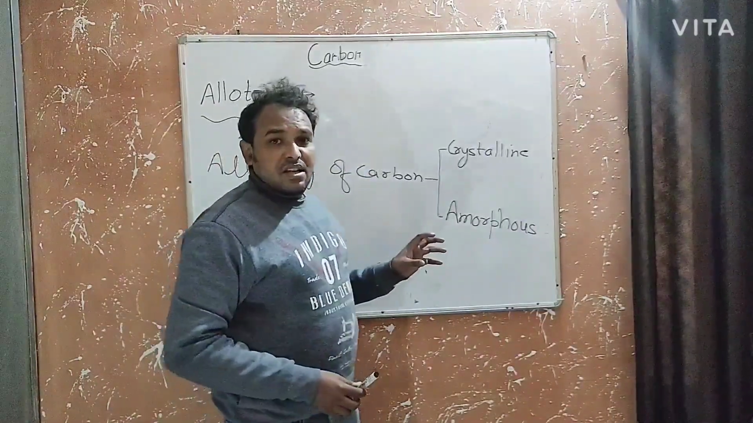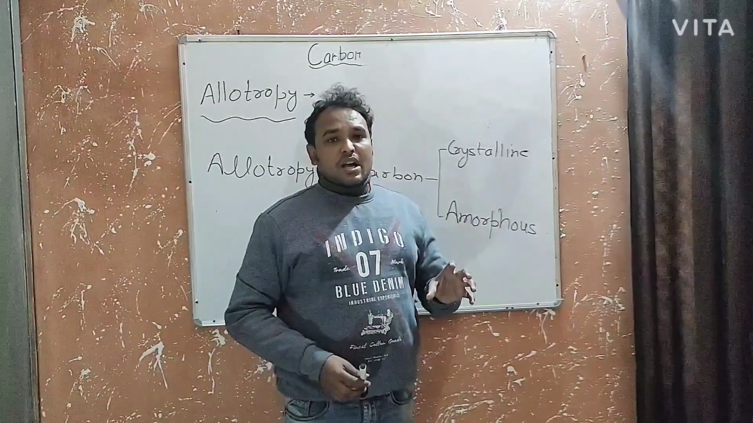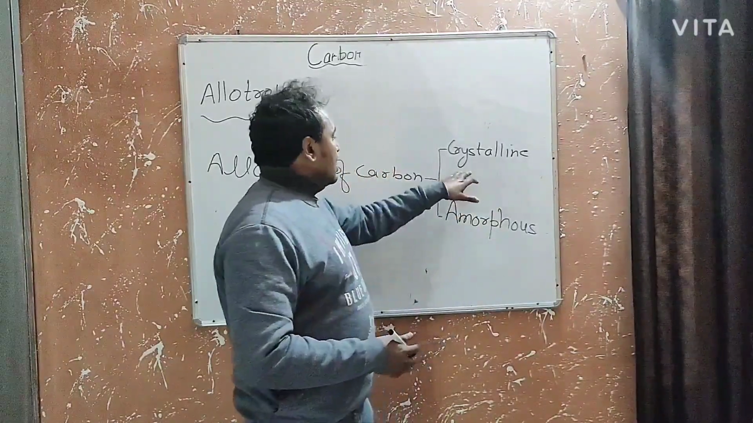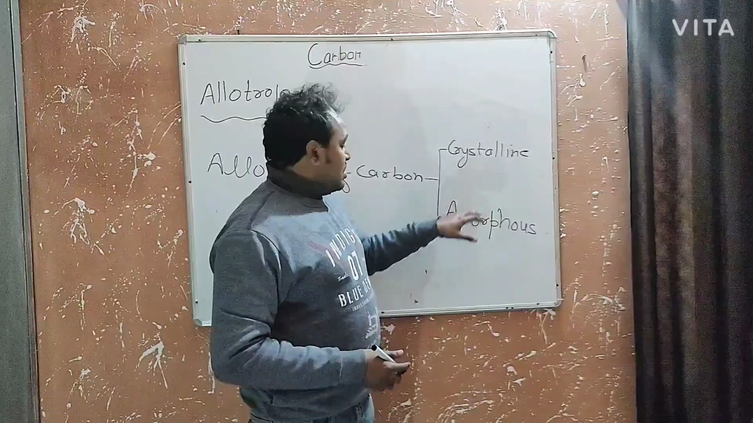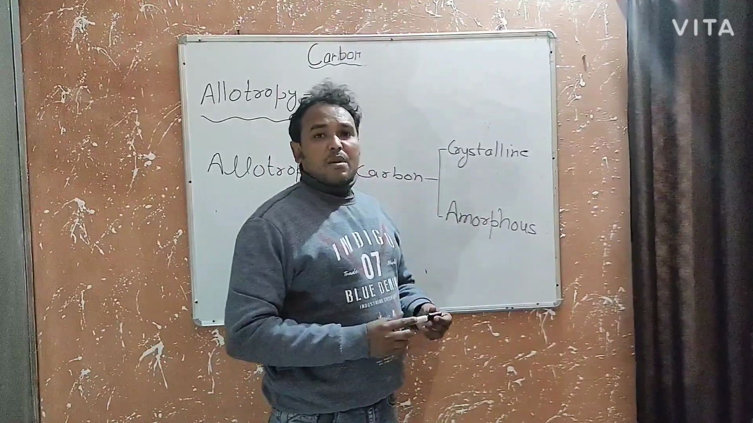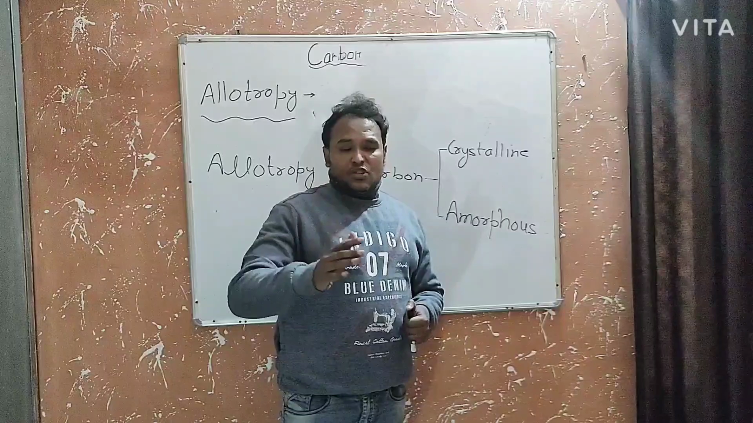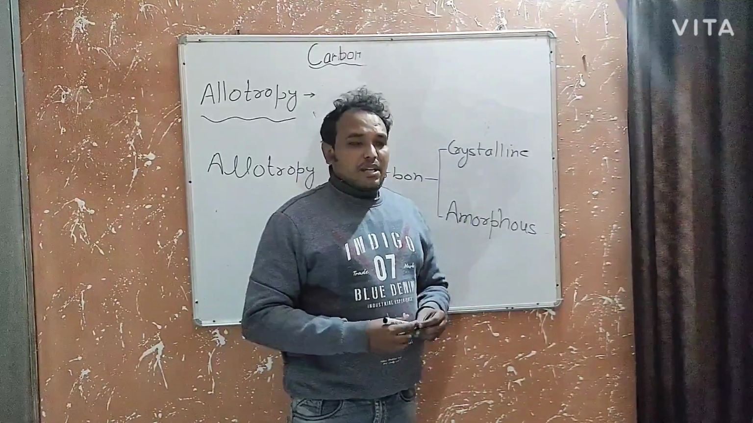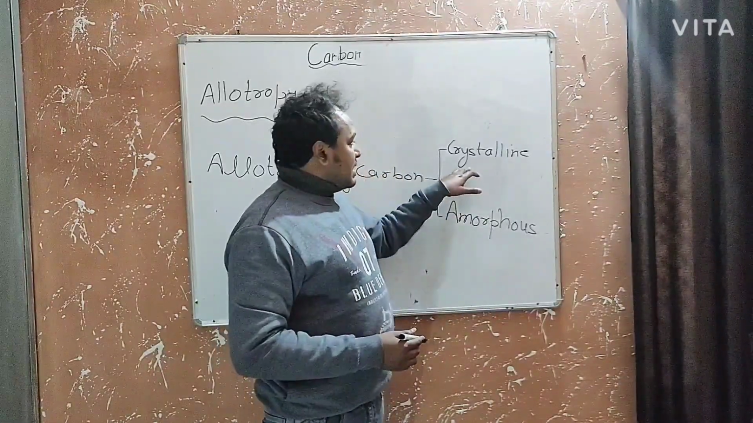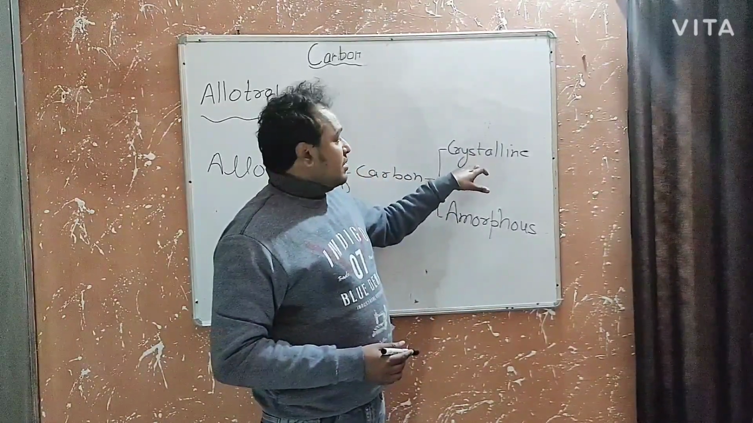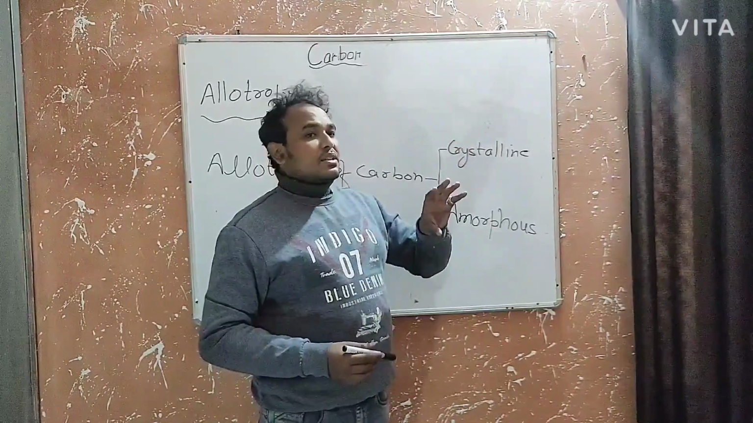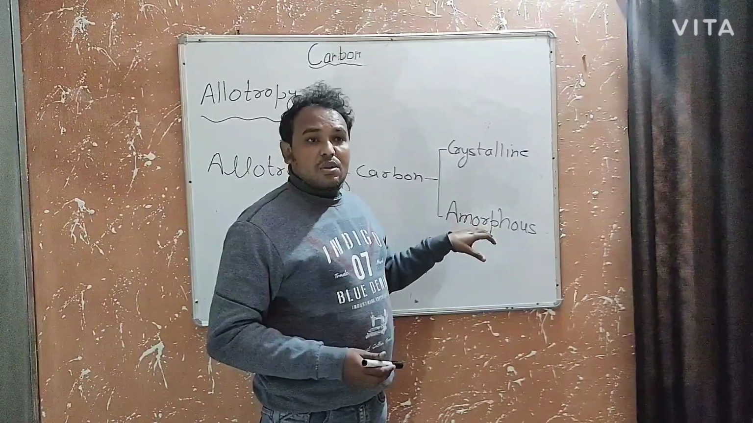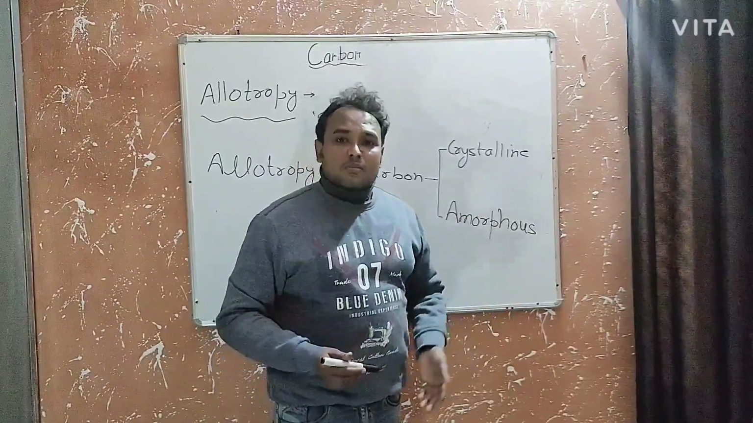What is crystalline? The allotropic form in which carbon atoms are arranged in a particular geometrical shape is called the crystalline form of carbon. What is the amorphous form of carbon? The form in which carbon atoms are not arranged in a particular geometrical shape is called the amorphous form. For example, diamond and graphite are crystalline forms of carbon, while coal, coke and charcoal are amorphous forms of carbon.